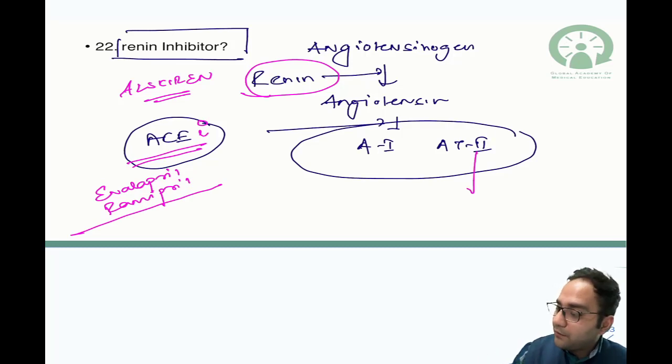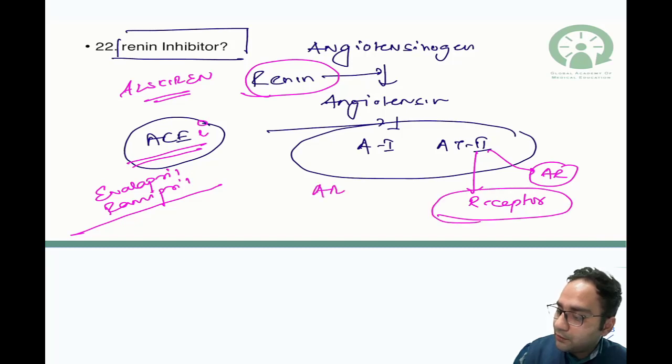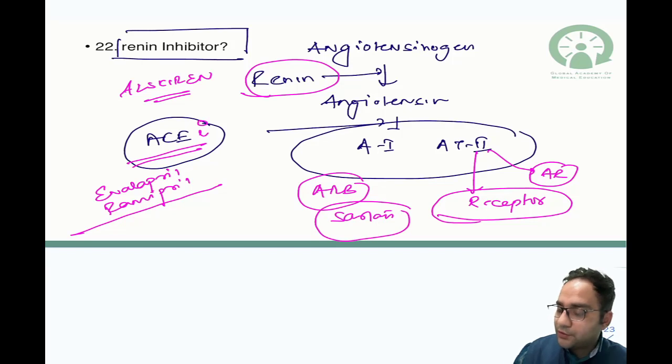Then comes the receptor blockers. These act on the angiotensin receptor. So all the sartans will come here. So this was a question basically testing your knowledge on the renin-angiotensin system, RAS system. Based on all these three structures, any one can be answered depending on what question you were asked.